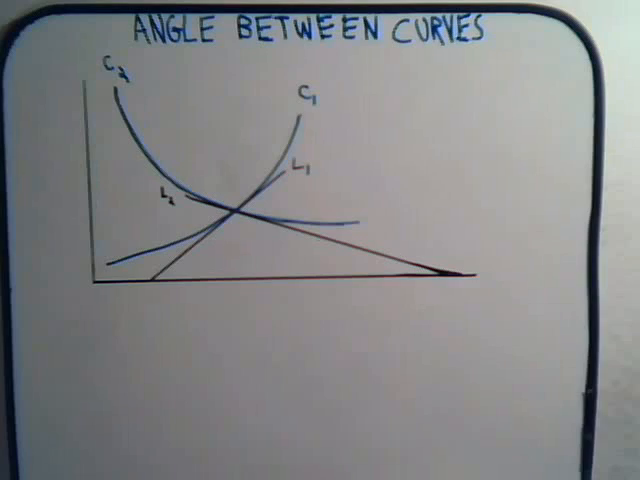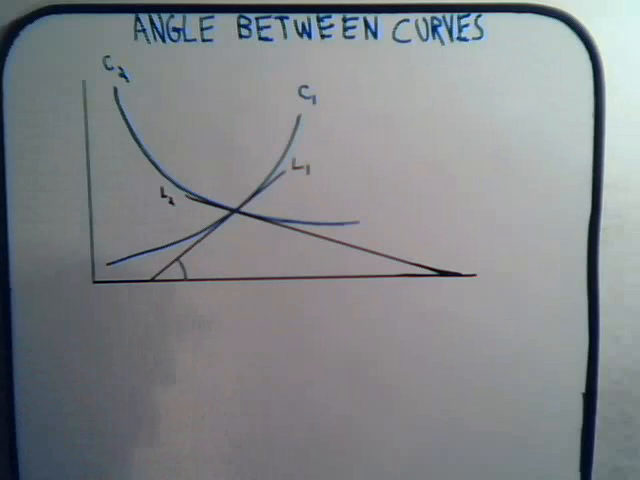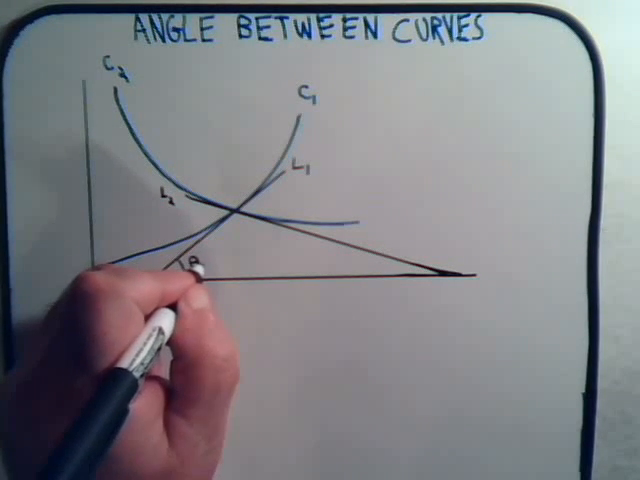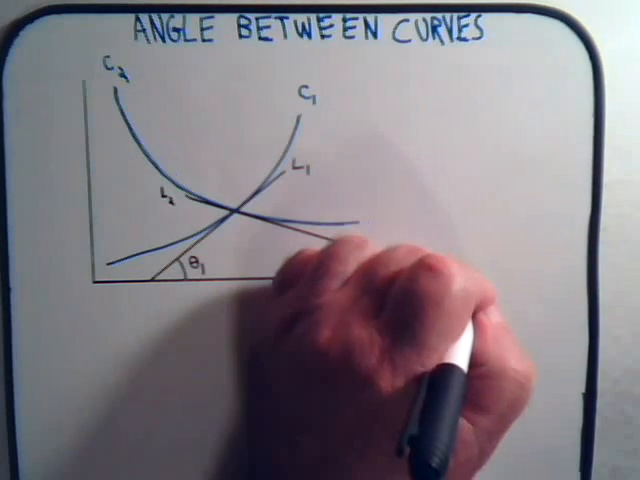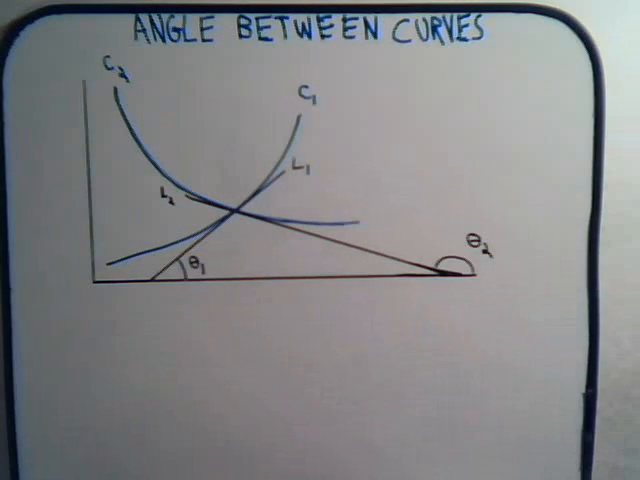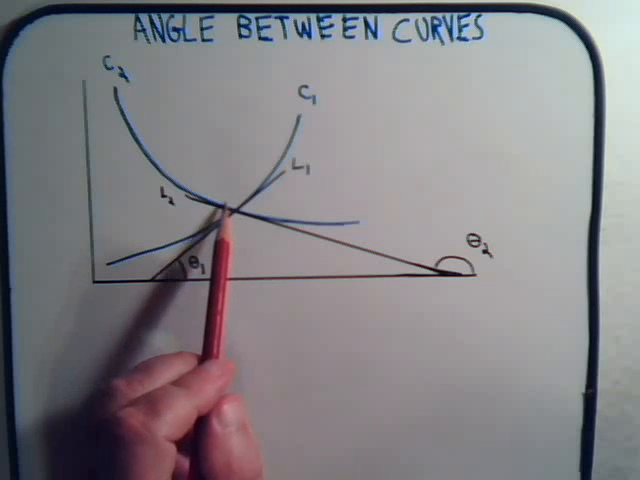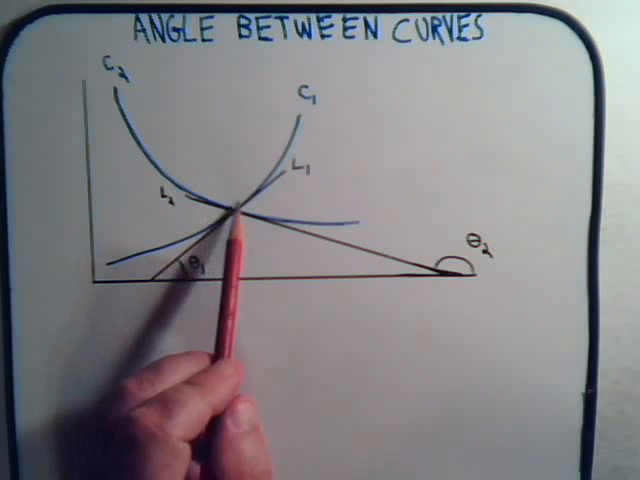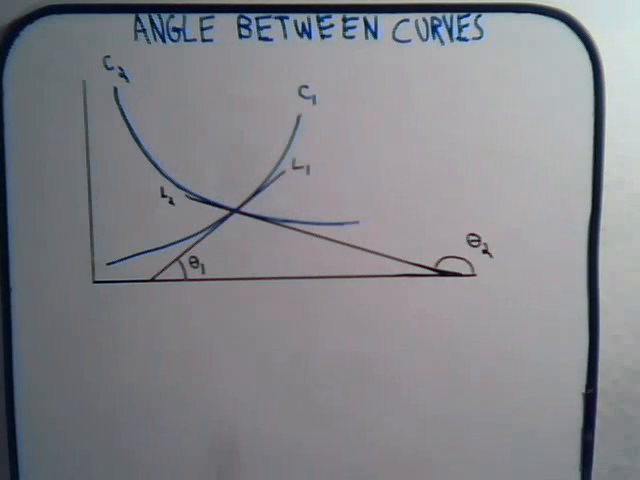And tangent line L1, we say that that makes an angle of θ1 with respect to the x-axis, and L2, that makes an angle of θ2. Okay, and what we're interested in is this angle between the two curves, or between these two tangent lines here, L1 and L2. But first, let's talk about the slopes of L1 and L2.